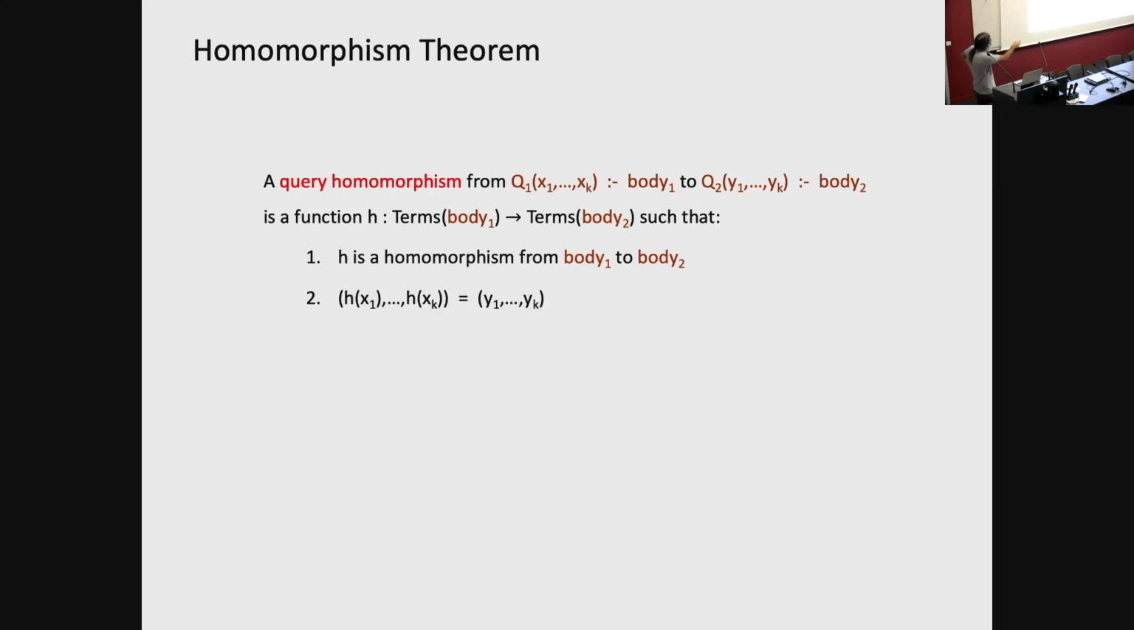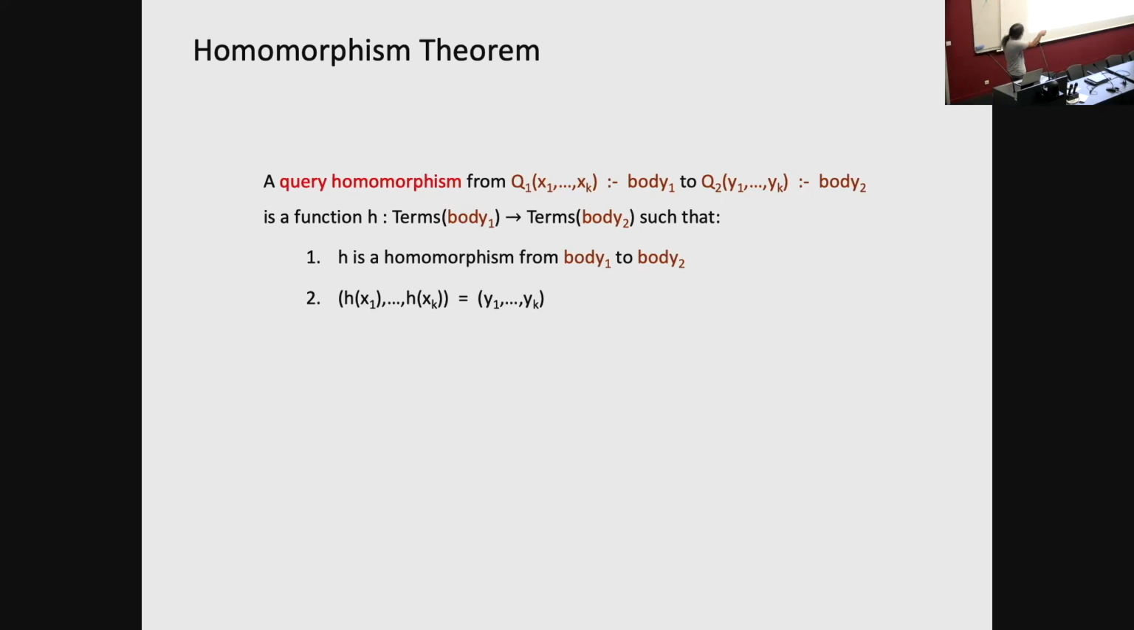So a query homomorphism from conjunctive query Q1 to Q2 is essentially a function from the terms in the body of Q1 to the terms in the body of Q2. So terms, variables, and constants, I mean, such that h is a homomorphism. Recall the notion of homomorphism that we discussed a long time ago. It's exactly the same notion.